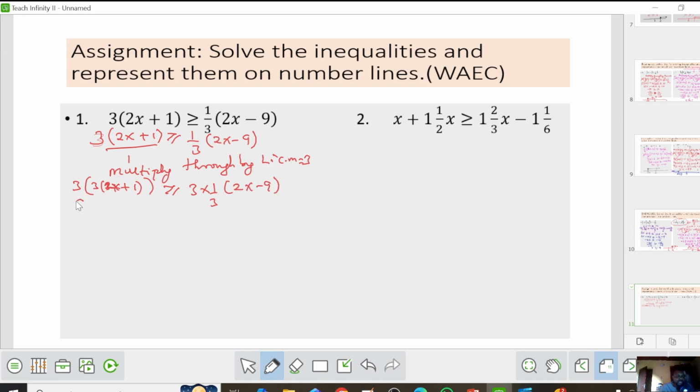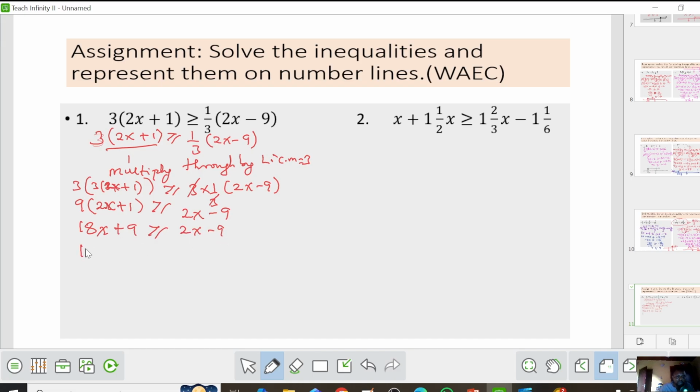So 3 times 3, that's 9 into 2x plus 1. Then you close it, greater than. This 3 cancels this, so I'm left with 1, 1 times the other one, I have 2x minus 9. So I can open the bracket here, that's 18x. This one times this, that's 9, greater than or equal to 2x minus 9.